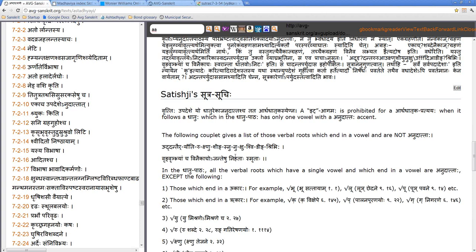Finish. End of story. You don't have to worry about it. The pratyaya is not valadi. Don't even think of idagamaha. There is no idagamaha. It's not valadi.